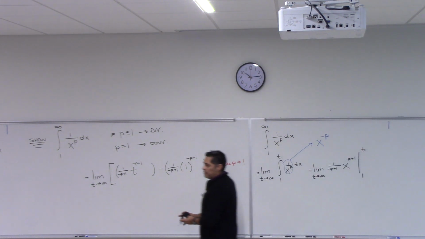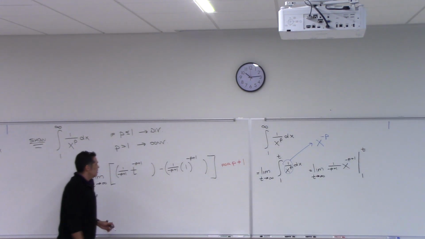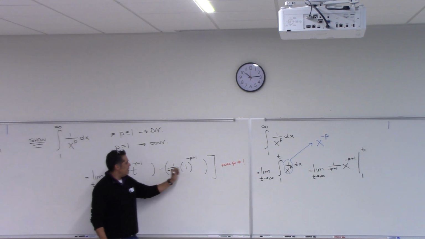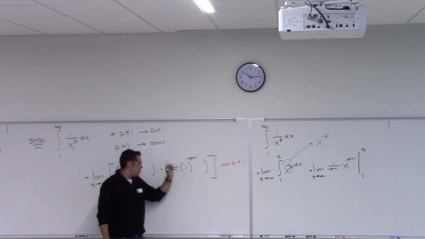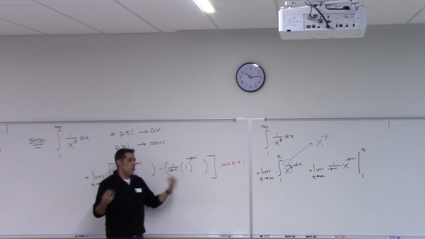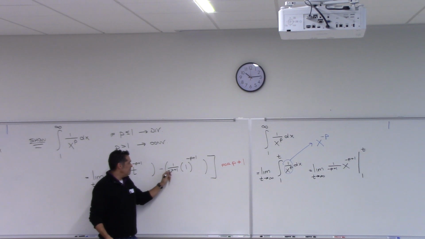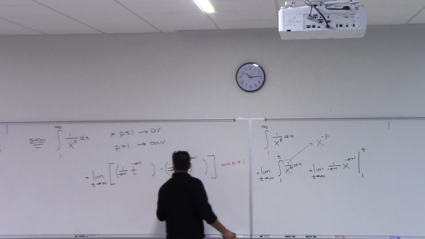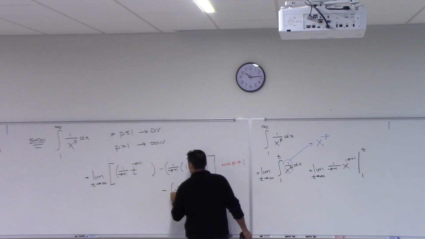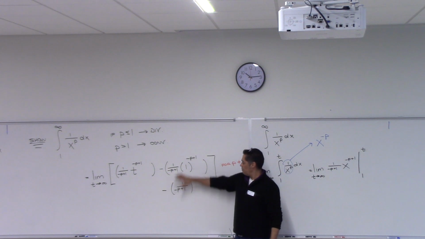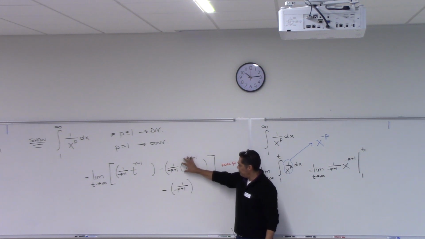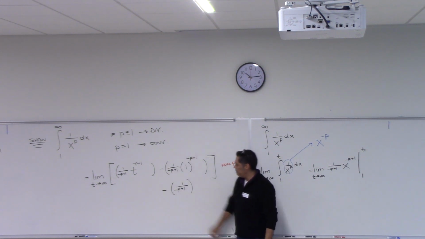You ready to take a limit? Let's do this first. What is 1 raised to any power? 1, right? This isn't a limit. This is just the number 1. 1 to any power is 1. And then 1 times that is that, and then minus that, right? So we have minus over here 1 over negative p plus 1. That's what I have here, right? That's a 1, and then it's just these two together.